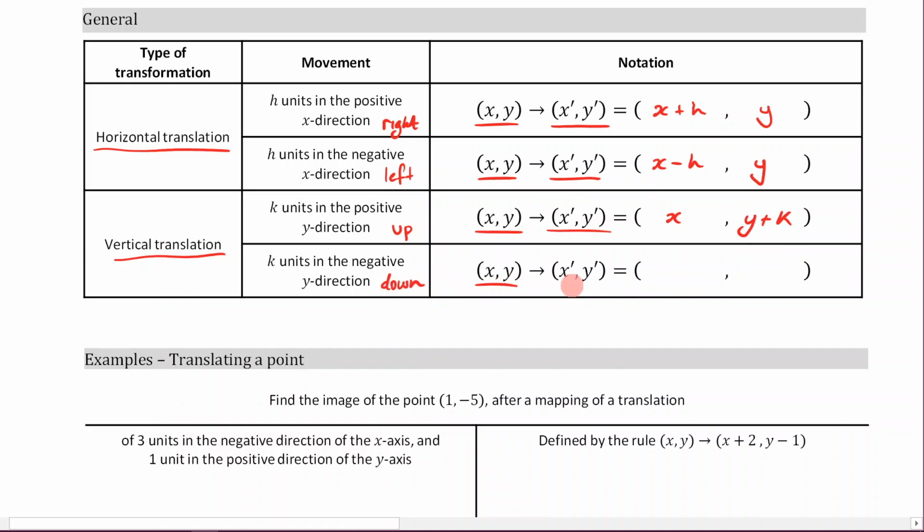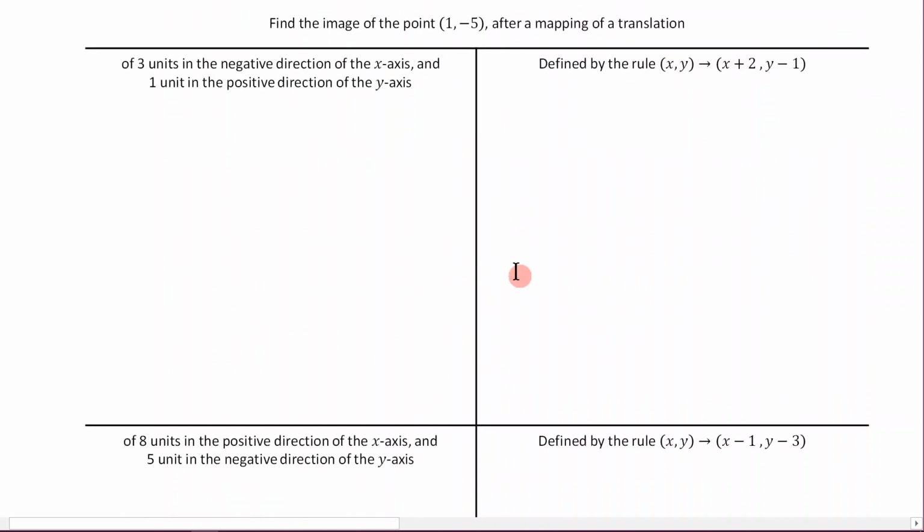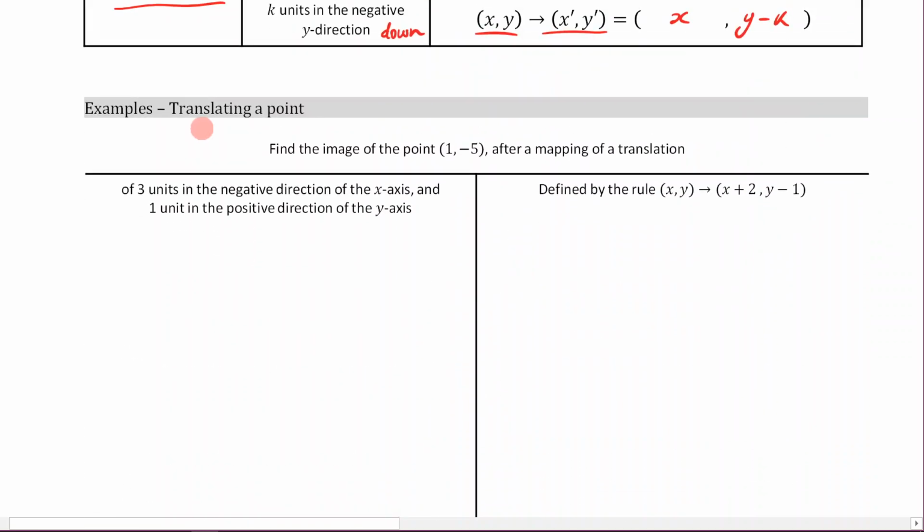This is my original point. This is my new point. X dash is going to be x, and y dash is going to be y minus k. Perfect. Let's now fill out these questions here. So again, these are examples of just translating a single point.